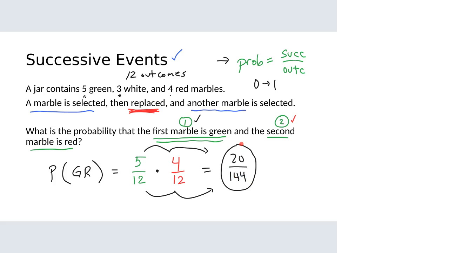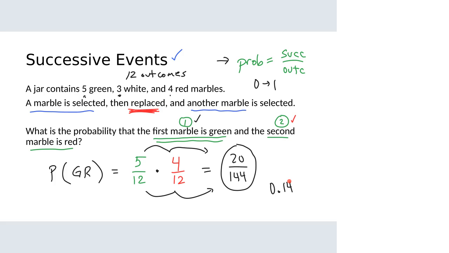You could reduce that to what, 10 out of 72 or 5 out of 36, or you can just leave it as 20 over 144. If you're asked for a decimal answer, this is the place where you would figure that out. You would go ahead and do 20 divided by 144 and end up with 0.14 for a decimal answer.